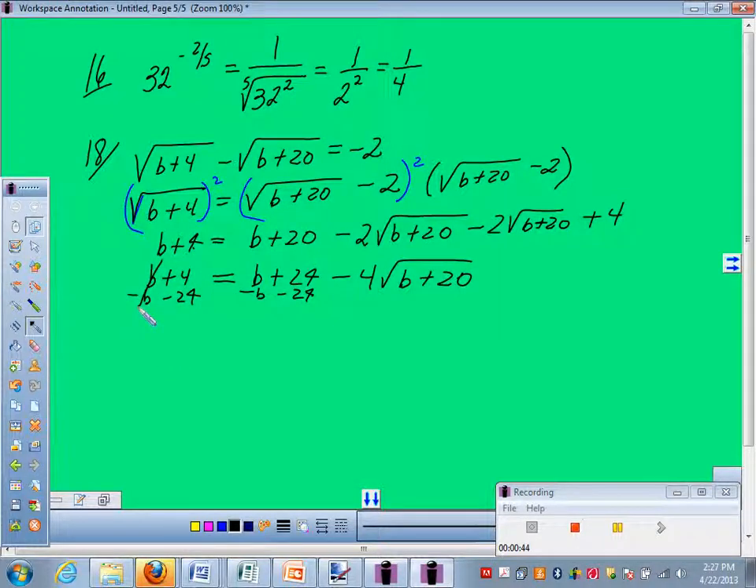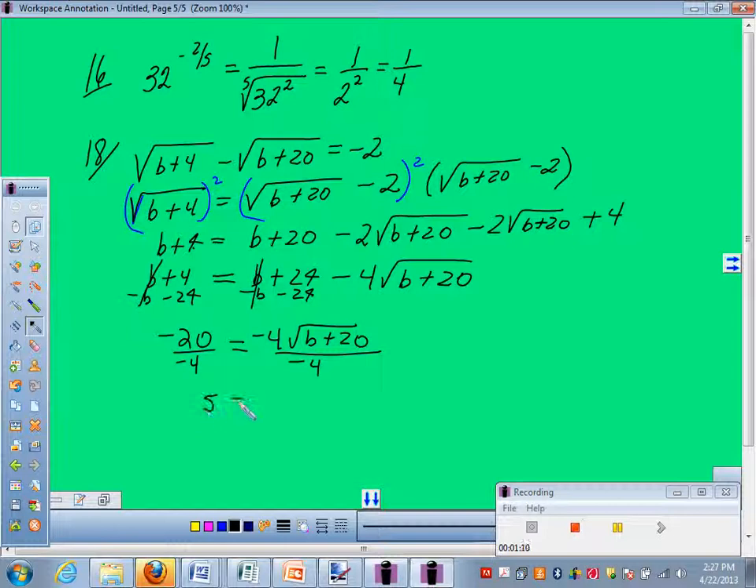Cancels, and that's what makes this one really nice, the b's actually cancel out completely. So I have negative 20 equals negative 4 times the square root of b plus 20. Okay, if that number in front will divide evenly, do so. If it will not divide evenly, leave it where it is, because you don't want to make a fraction. But in this case, yes, it would divide very nicely by negative 4, so let's do that.